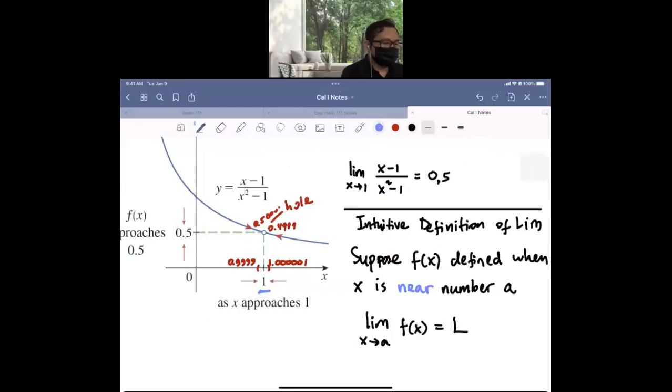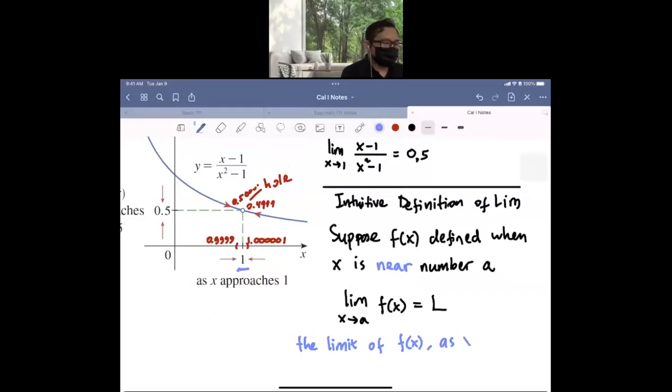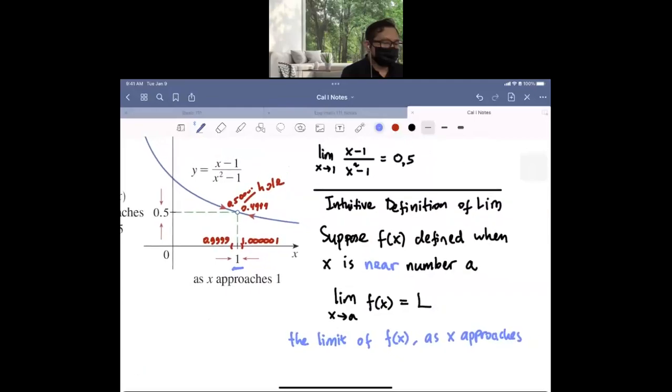Or we can write, the limit of the function f of x as x approaches a equals L.